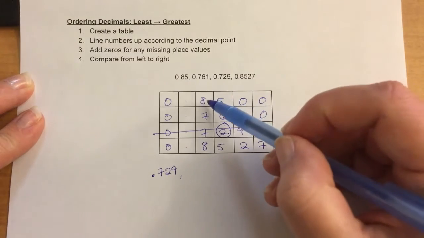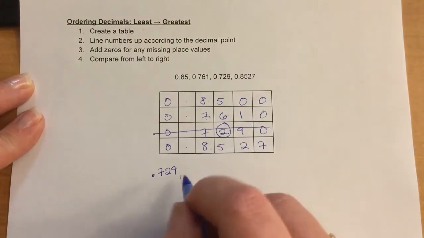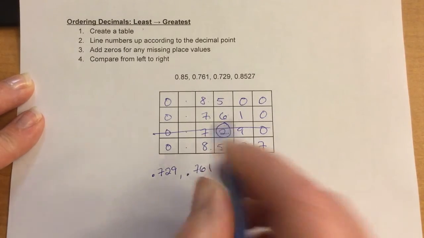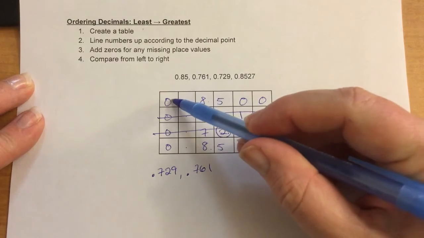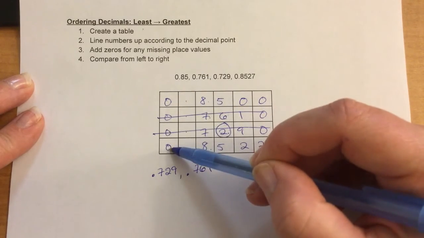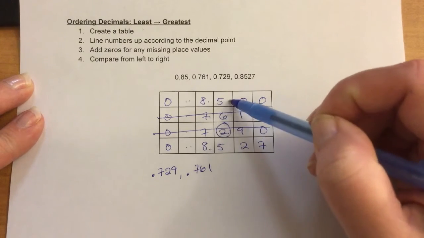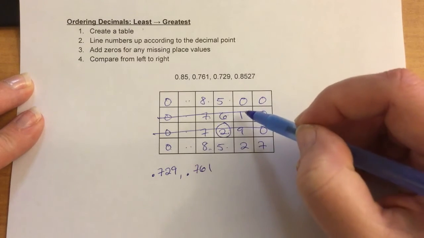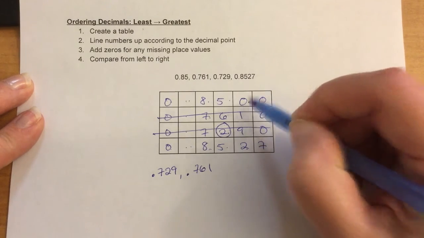So going back, I have 8, 7, 8. So this is going to be the next smallest number, 0.761. So now that one's done. So again, working my way from left to right, I have 0 and 0, that's the same, decimal, decimal, the same, 8, 8, the same, 5, 5, the same. So I just keep moving to the right. Now I've got a 0 and a 2. So 0 is the smaller number.